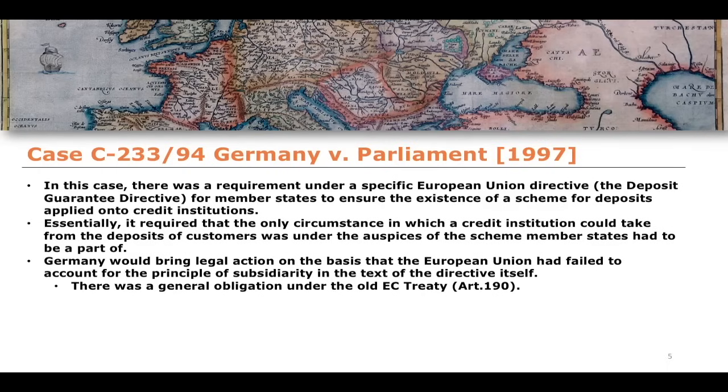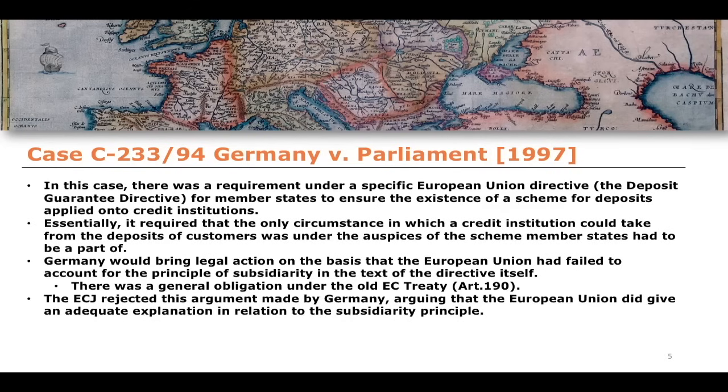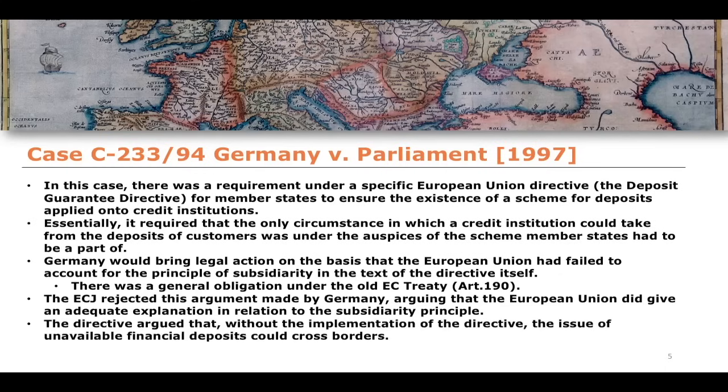And Germany said that the European Union had failed to do this. They had failed to account for the fact that the principle of subsidiarity exists and is a thing that they have to reconcile, and they have to explain why this directive does not fail the principle of subsidiarity. Now, the European Court of Justice, however, made a different analysis. They actually rejected the argument that was made by Germany, and they argued that the European Union did, in fact, have the adequate explanation in relation to the subsidiarity principle.